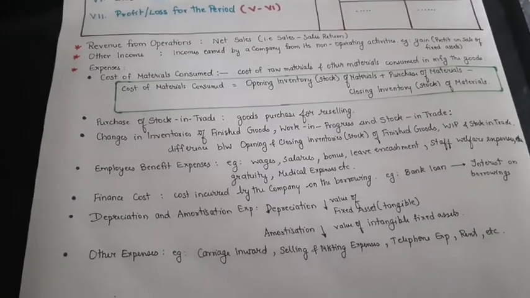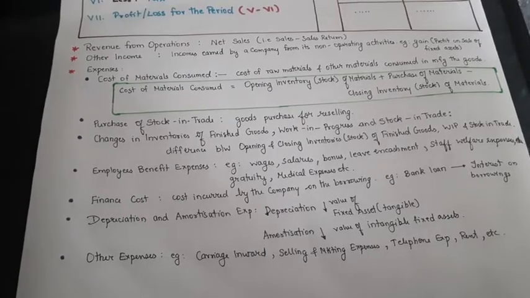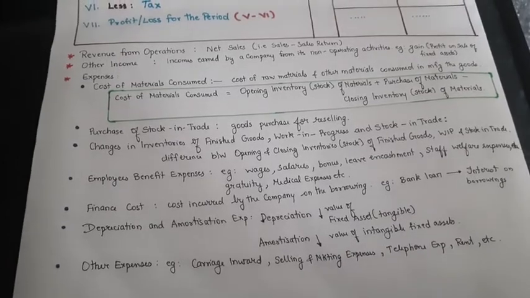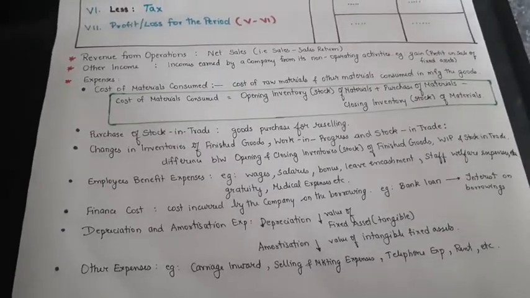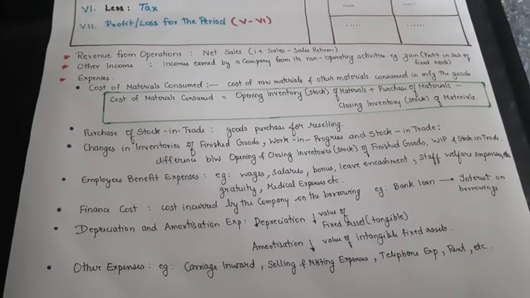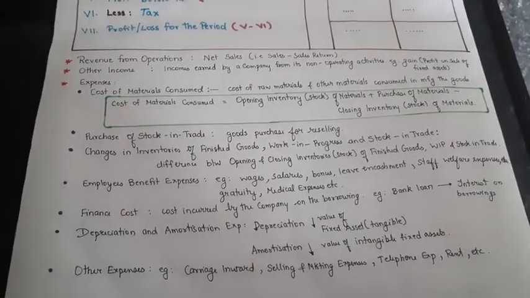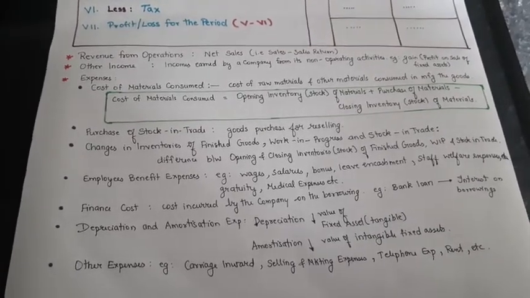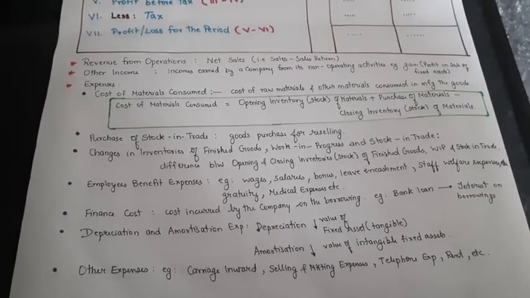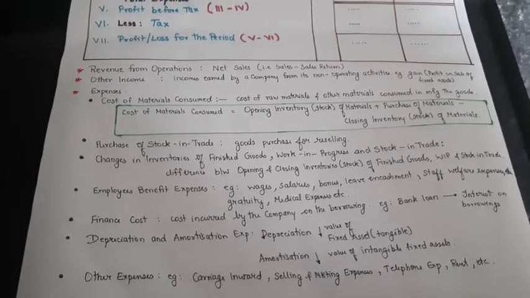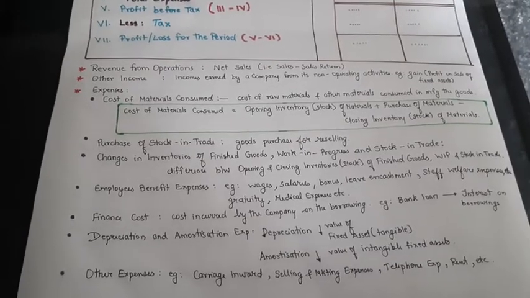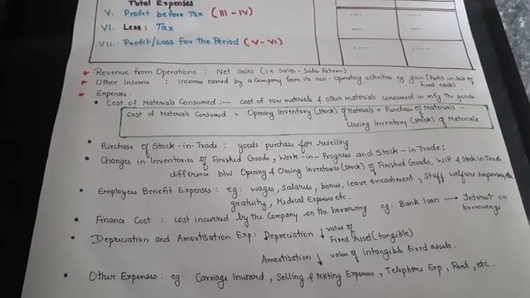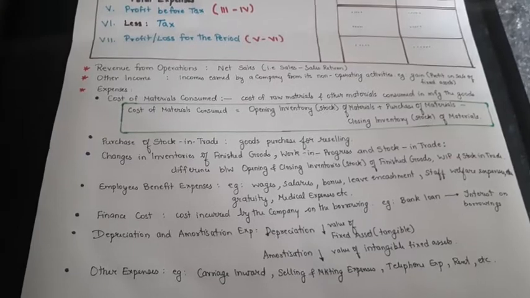As we move further, there are expenses and some examples were given. The explanation of it is also given over here. Cost of material consumed. Cost of raw material or other material which is used for manufacturing of goods comes under cost of material. There is a small formula for calculating the cost of material, that is opening stock or inventory of material plus purchase of material less closing inventory or stock of material. So the formula is opening inventory of material plus purchase of material less closing inventory of material.